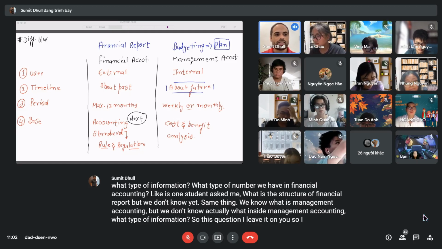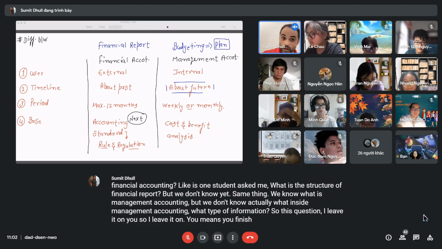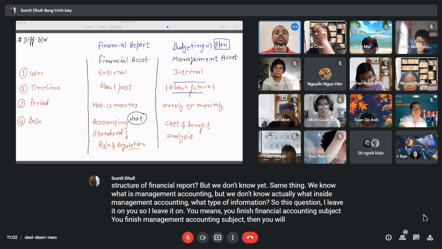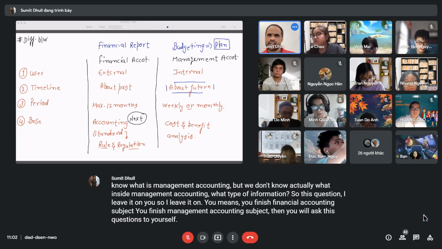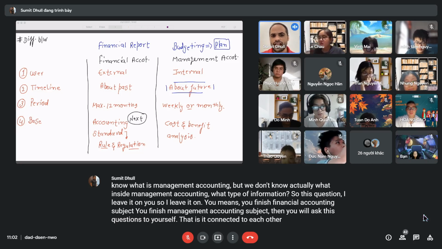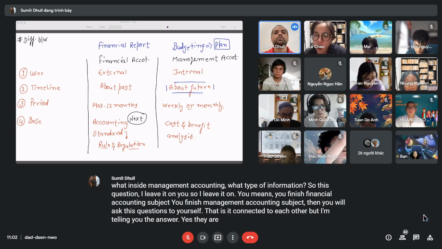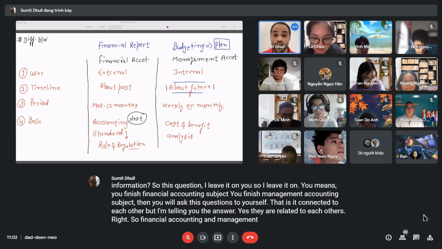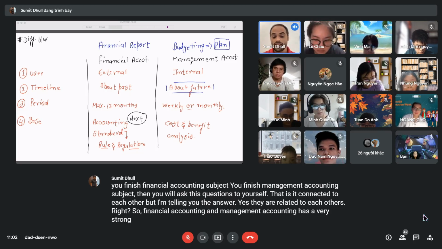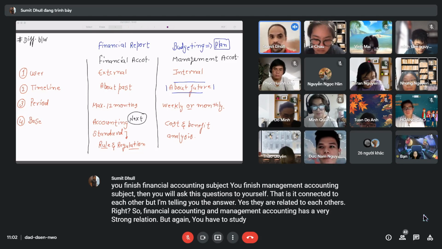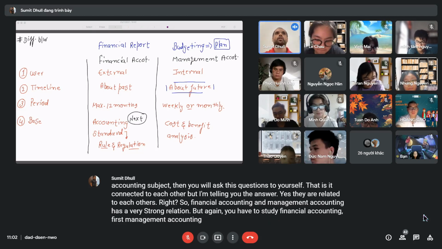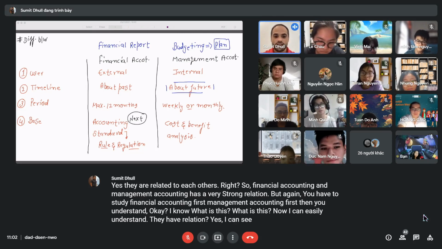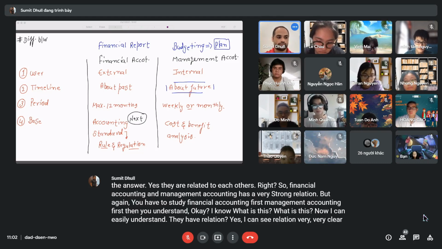I leave it to you means that once you finish the financial accounting subject and the management accounting subject, you will ask these questions to yourself: is it connected to each other? But I'm telling you the answer: yes, they are related to each other. Financial accounting and management accounting have a very strong relation. But you have to study financial accounting first and management accounting first, then you understand, okay, I know what this is, what this is. Now I can easily see they have a very, very clear relation.